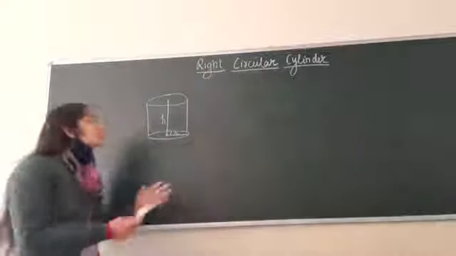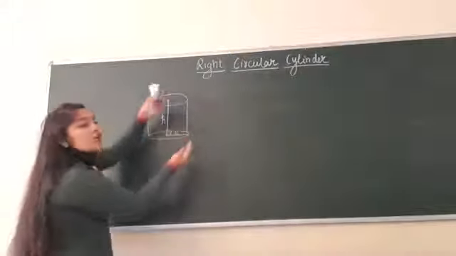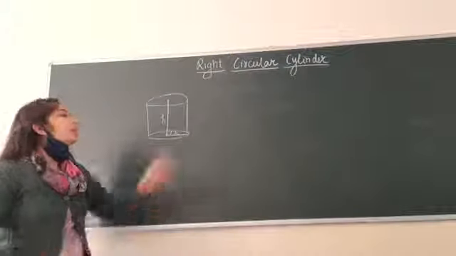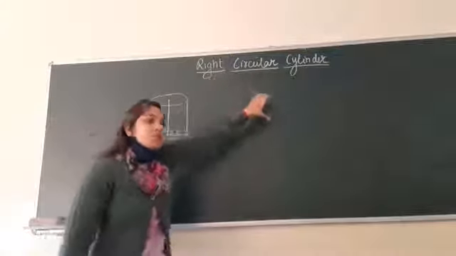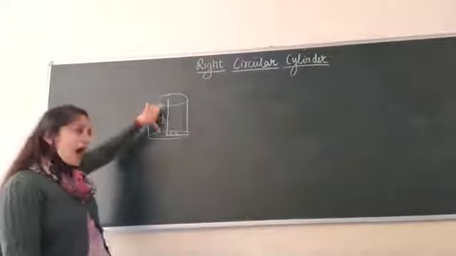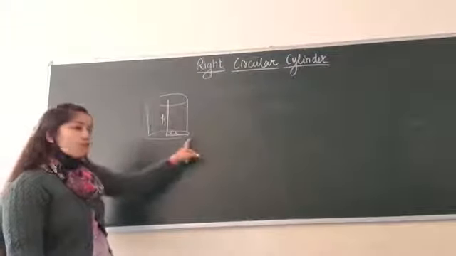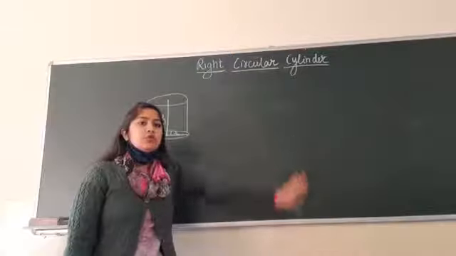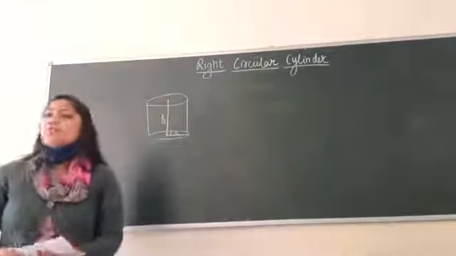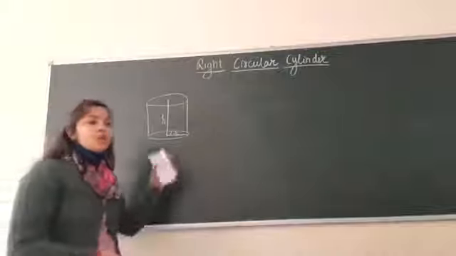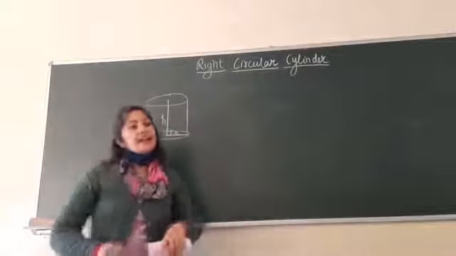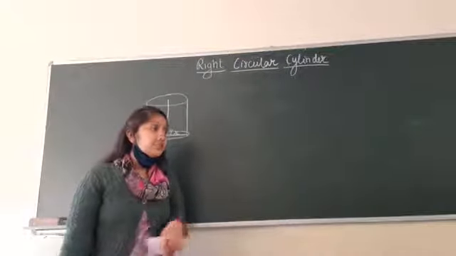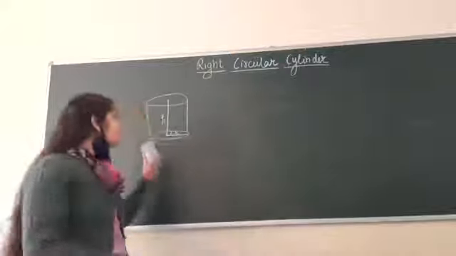Otherwise, you may have a cylinder which is a little tilted. We call that also a cylindrical shape, but that will not be a right circular cylinder. Right means when your height and your radius are perpendicular to one another. So that is your right circular cylinder. First of all, let's discuss the formulas of this right circular cylinder and then we'll move on to the exercise. Okay?